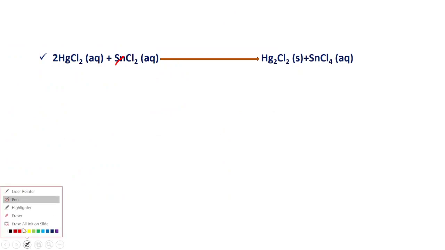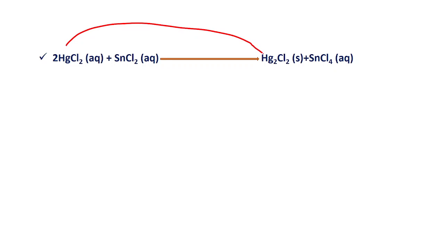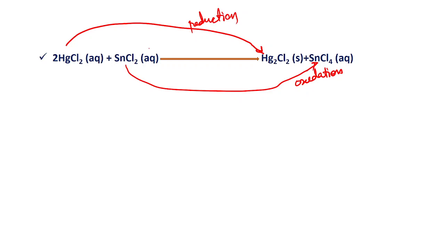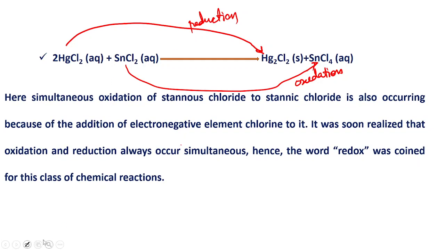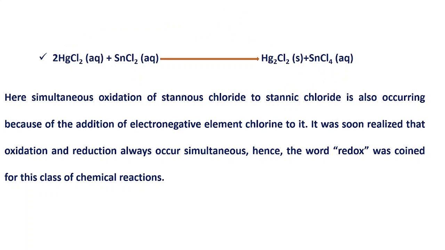Now here you can see that in the mercury case you can observe reduction, and in this case you are observing oxidation. Why oxidation? Because an electronegative element is added. And here why reduction? Because an electropositive element is added. So here you see the simultaneous oxidation of stannous chloride to stannic chloride, which is also occurring because of the addition of the electronegative element chlorine to it.